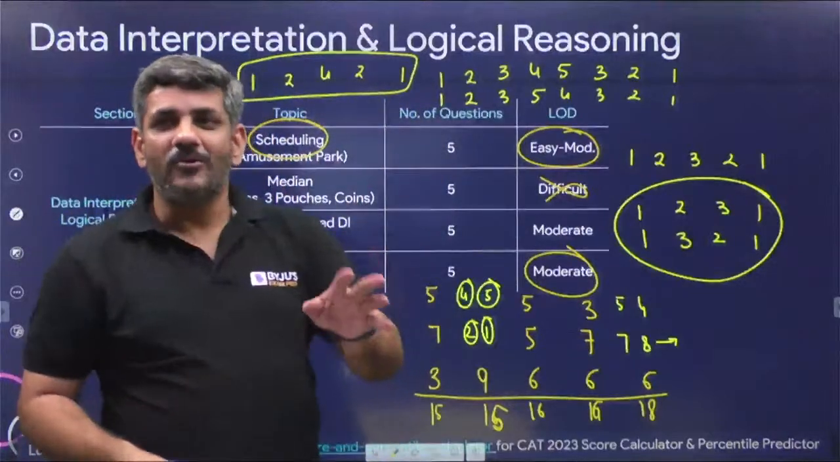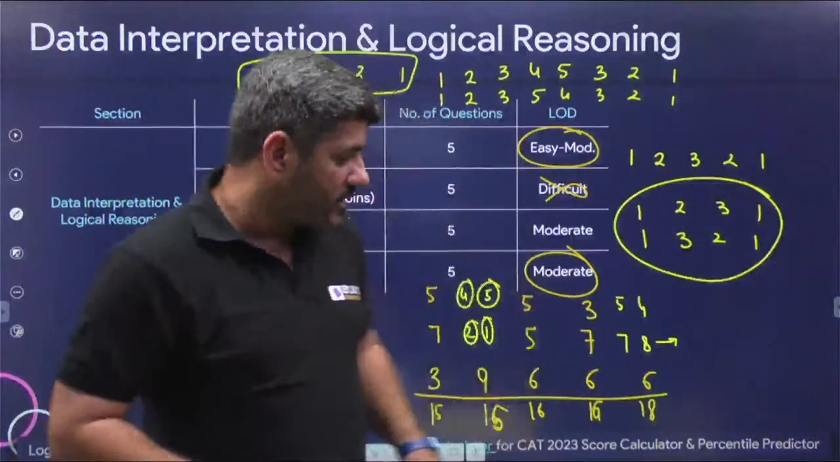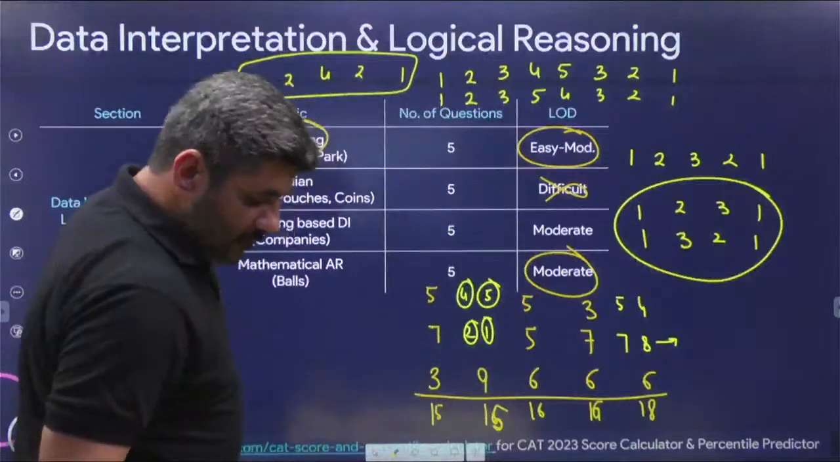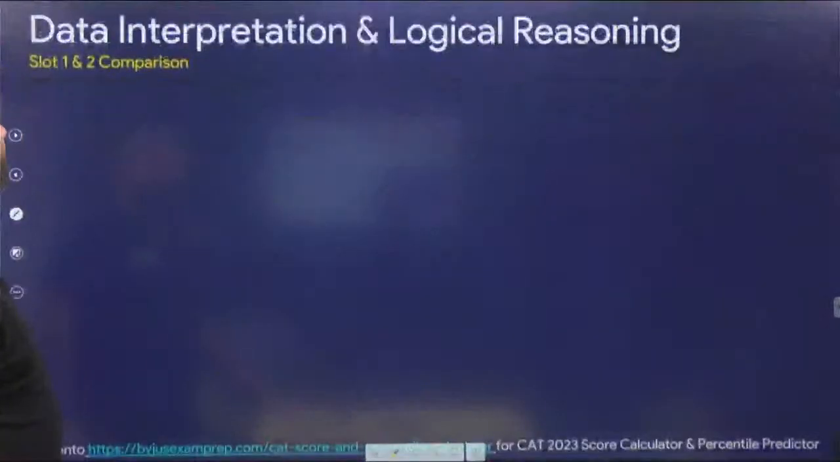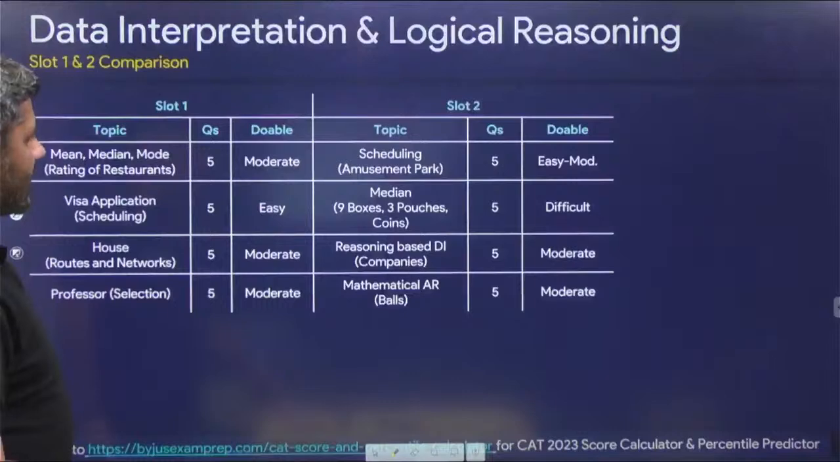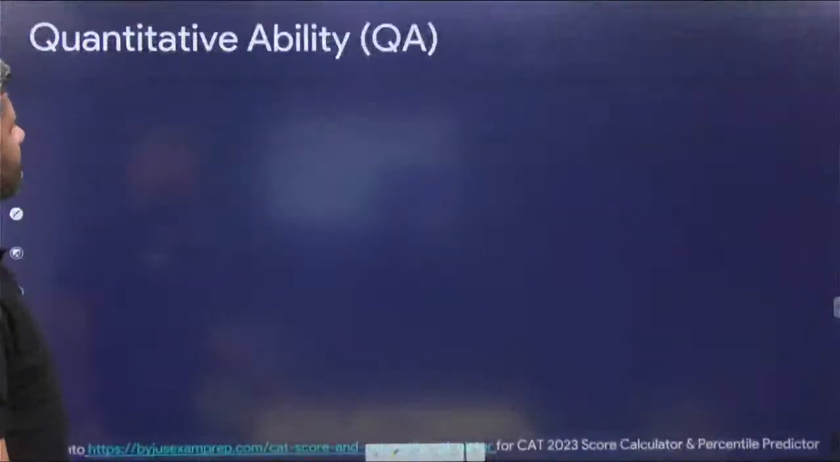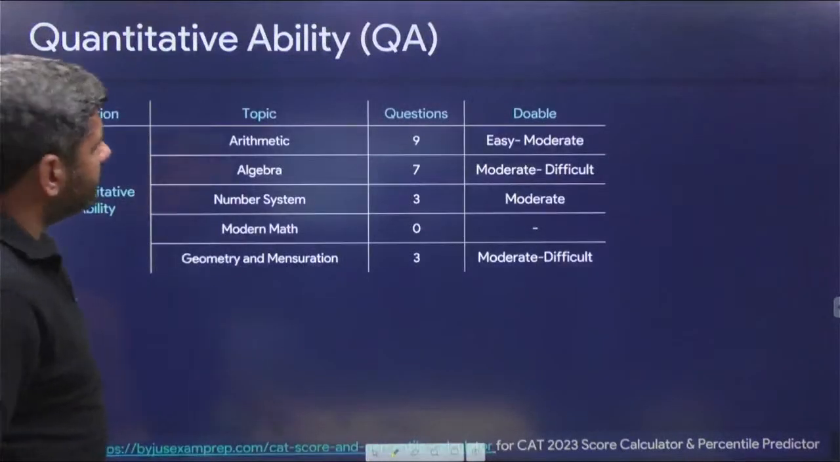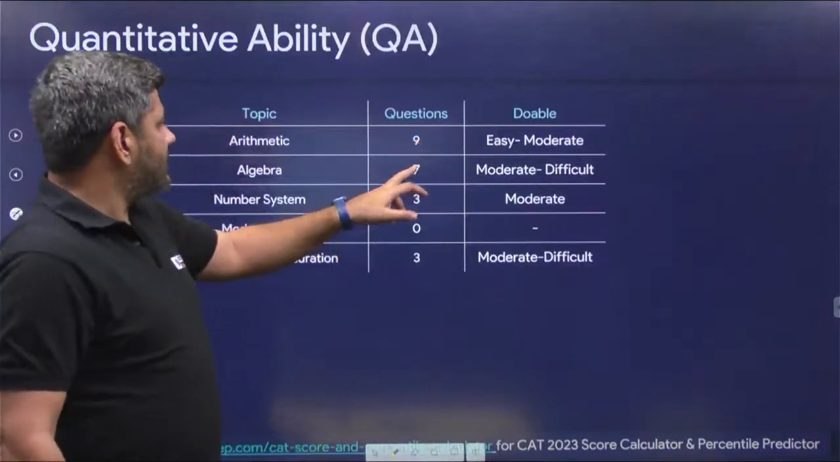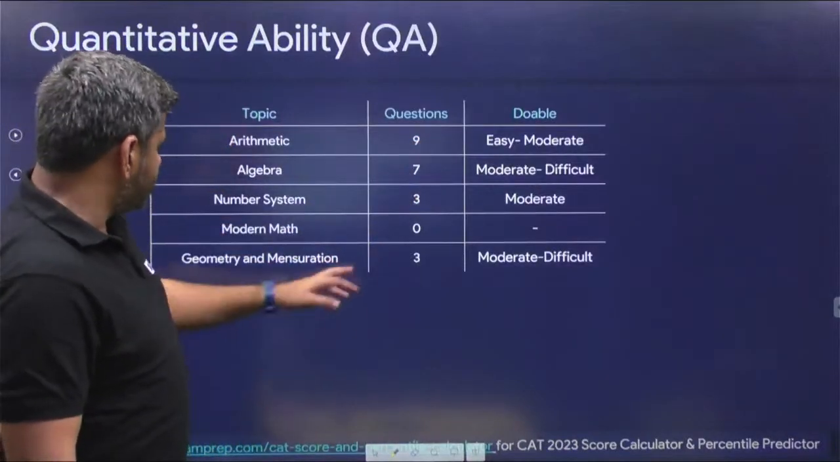So that was about LRDI, whatever I remember. Let's talk about quant now. ठीक है. Probably you would be eagerly waiting for that now. तो अब quant के बारे में बात कर लेते हैं. ये हम लोगों ने कर लिया है. Let's talk about quantitative ability. There were 9 questions in arithmetic, 7 questions in algebra, 3 in number system, 3 in geometry.